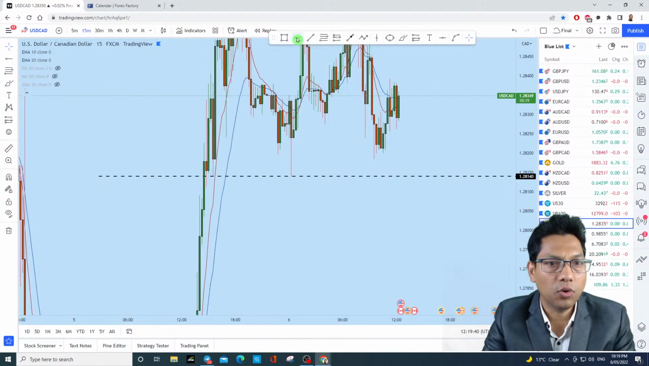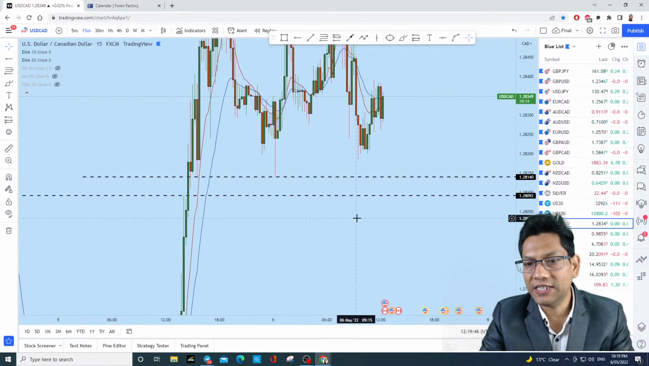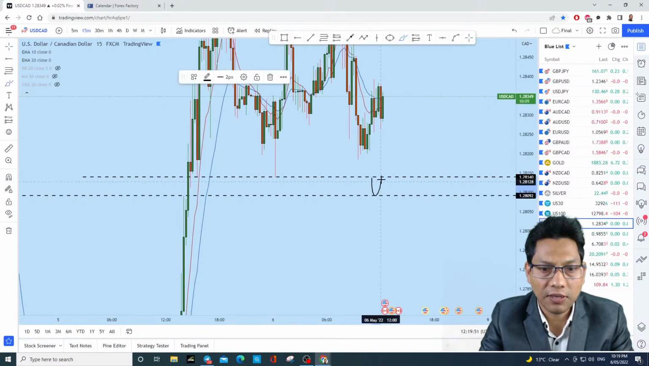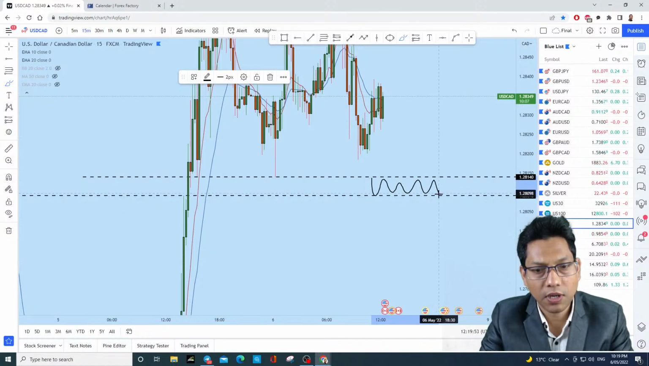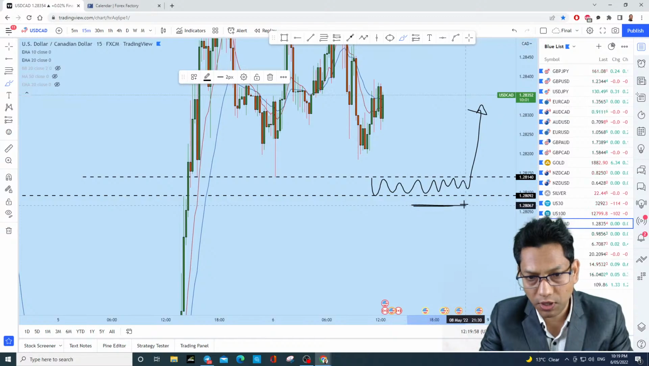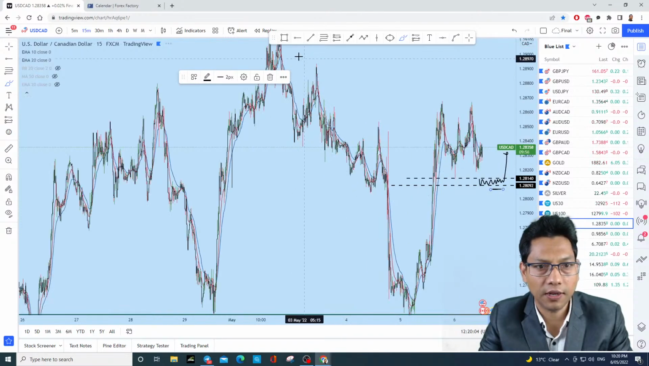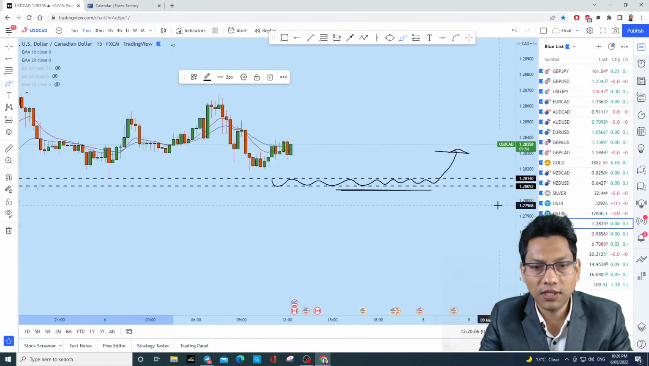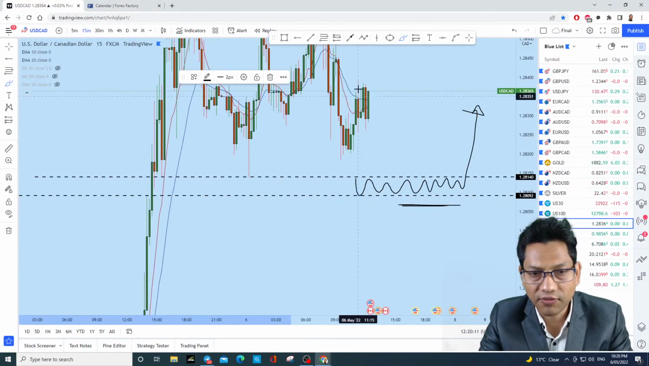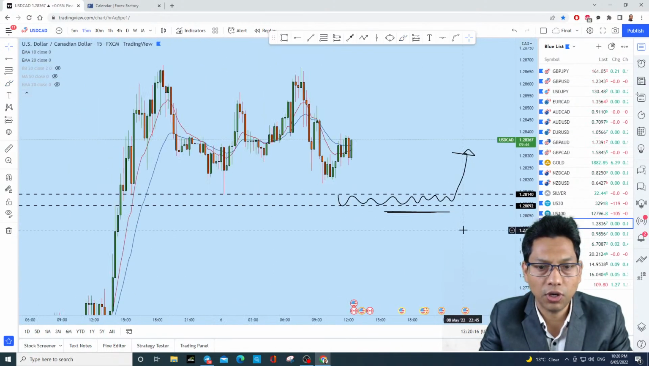1.2814. There could be another level here, 1.2809. So if USD CAD comes back into this zone, a high probability move will come. It's a good place to place a buy order, keeping the stop loss below this low, targeting here, and holding the trade for a longer period of time. But if it doesn't come here, then we'll find an entry opportunity in the middle. Let's see how we can find a good entry opportunity on USD CAD.